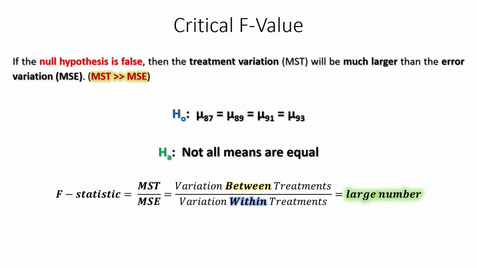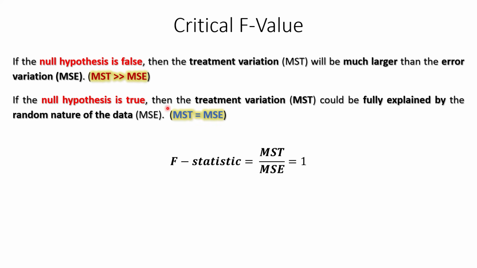Now, before I show you the critical F value, I want to remind you of something, okay? When the null hypothesis is false, and I know I'm kind of repeating myself here, the mean square of the treatment will be much larger than the mean square of the error. What that means for your F statistic is that it will be a large number, right? When the variation between treatment groups is much greater than the variation within a treatment group, that ratio is going to give you a really large number, okay? And that's true in our situation. When the null hypothesis is true, the mean square of the treatment can be fully explained by the random nature of the data.